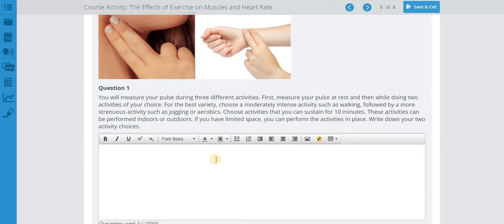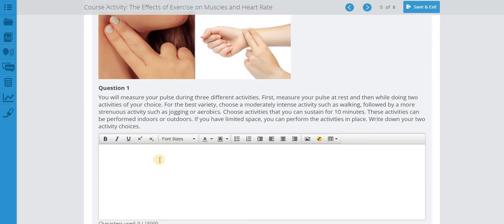So essentially what you're going to do is choose 2 activities that you can do for about 10 minutes, and then there's going to be 3 total data. You're going to tell me what we call your resting pulse, which means you're rested, right? And then you're going to do 2 things such as walking and jogging. Just for example, if you can come up with another one, go right ahead.